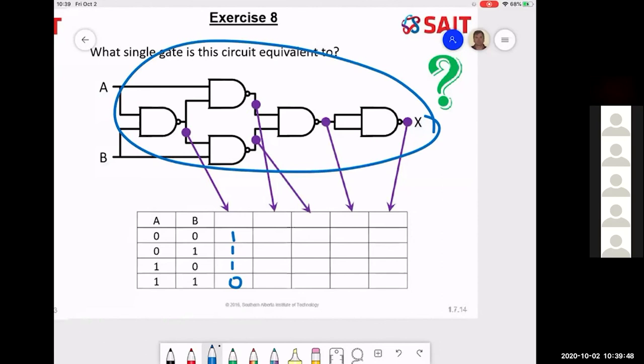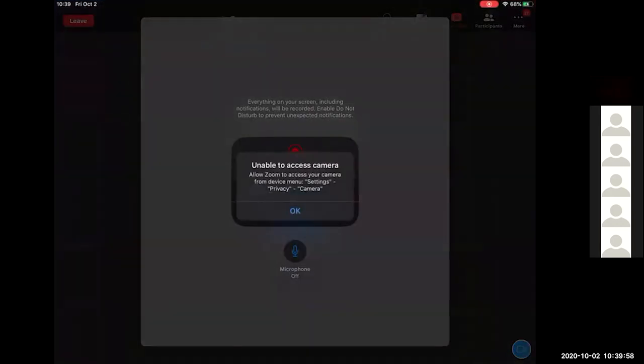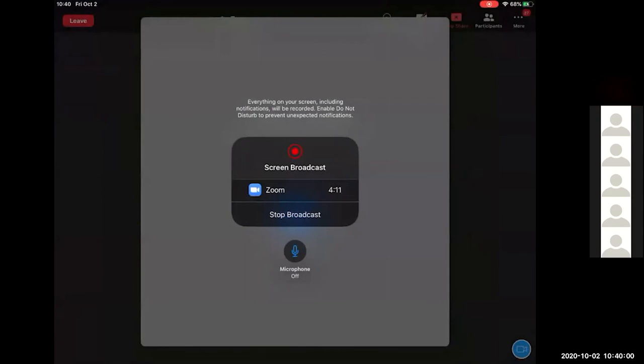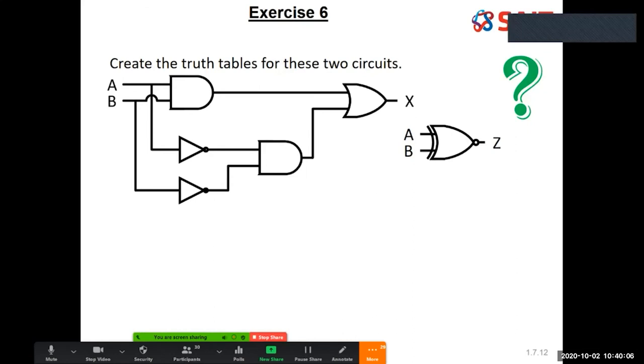Okay, so going back to the universal gate, the NAND gate, that is usually what we make up most of our electronics with in the real world. Any questions?